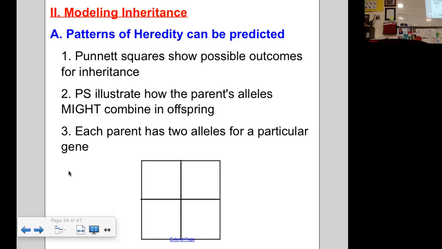Now I'm going to have this PS abbreviated. This is for Punnett square. Punnett squares illustrate how the parents' alleles might combine in an offspring. It's not set in stone. It's just the probability. So each parent has 2 alleles for a particular gene, and remember, each parent will give one of those alleles in their sex cells, and then the sex cells will fuse in fertilization.